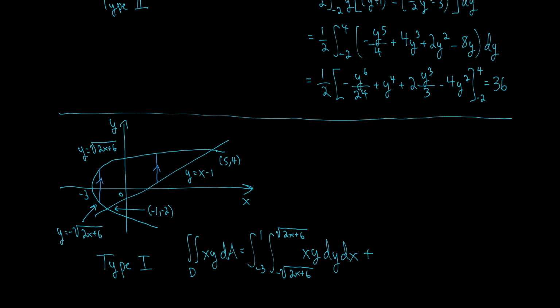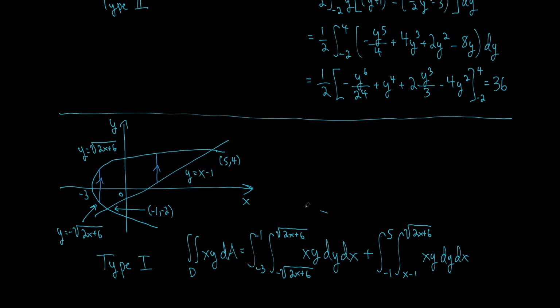And I have to add another integral because I have to accommodate for the entire rest of this thing. So I start my x now at -1. This is supposed to be minus because over here this point is -1. And I go up until 5. So now my bottom, starting at -1, is x minus 1, and my top is still square root of 2x plus 6. And I've got xy dy dx.